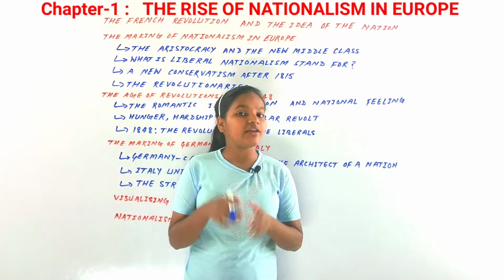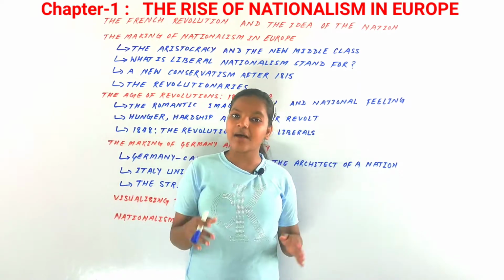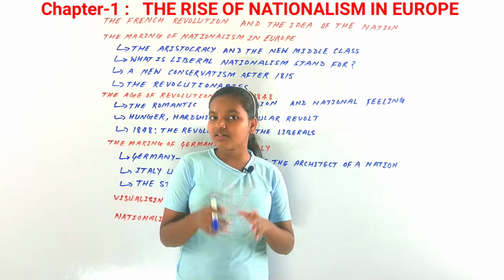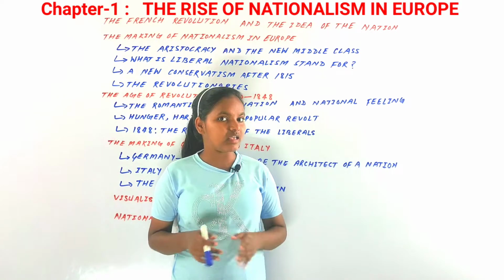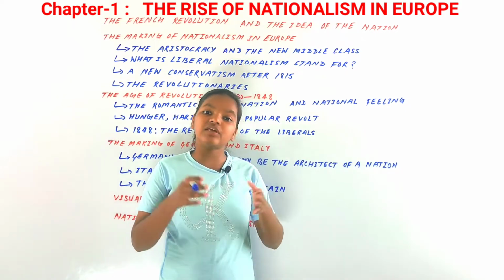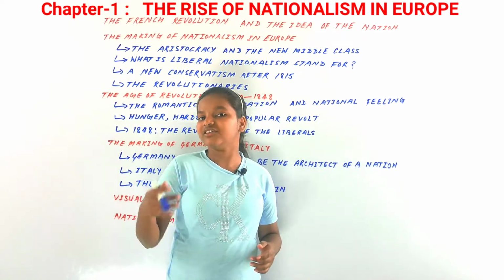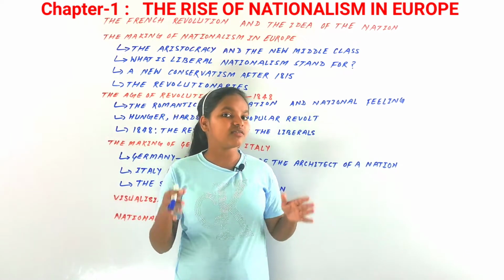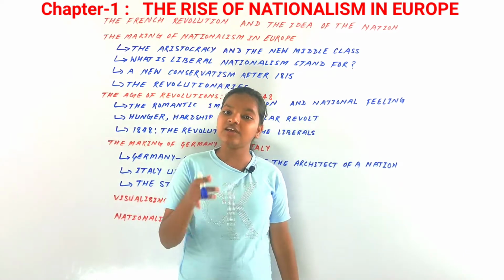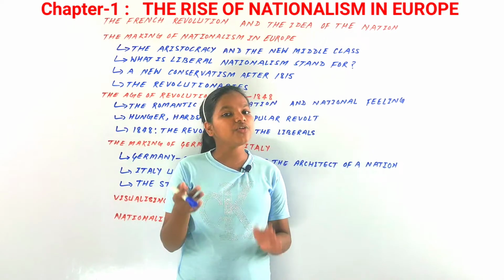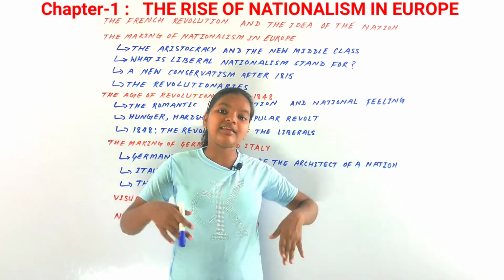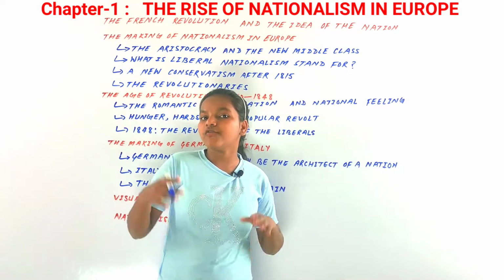So you could say that during that time, in this chapter we are going to discuss the things that are created in this image. Now we will see about the unification of Germany, unification of Italy, and the spread of ideas of nationalism in Europe.